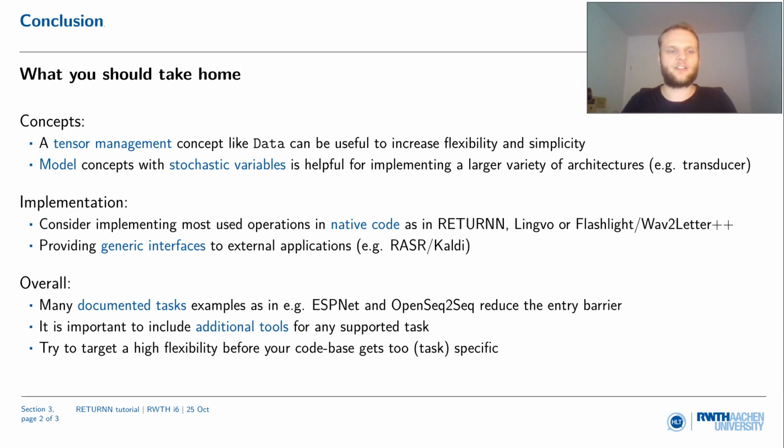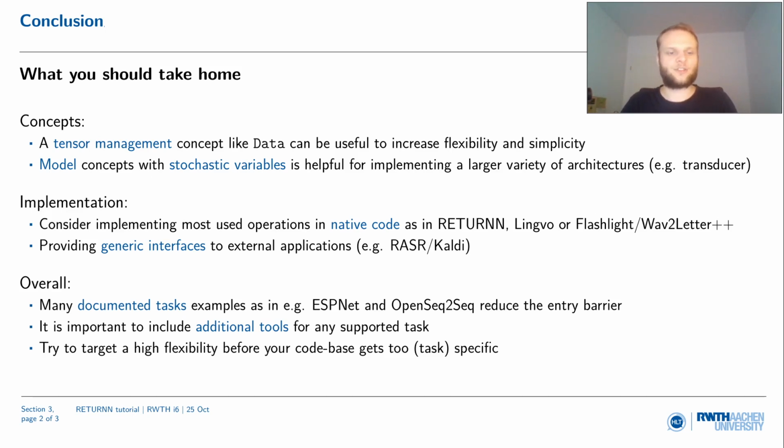Also, when writing your implementation, it would be nice to consider writing the most used operations in native code, for example in CUDA, as this was really beneficial in our framework RETURNN, but is also used heavily in Lingvo or Wav2Letter++. Another thing is that for a framework it is beneficial to provide generic interfaces to external applications. In our case this was RASR, but there are also many frameworks that have good interfaces to communicate with the open source Kaldi software. And overall, it is nice for a framework to provide documented task examples, as is done in ESPnet and OpenSeq2Seq, as this really reduces the entry barrier for using a framework. This is still a problem in RETURNN, that we don't have too many of those documented tasks.